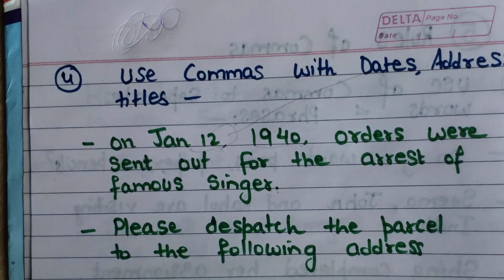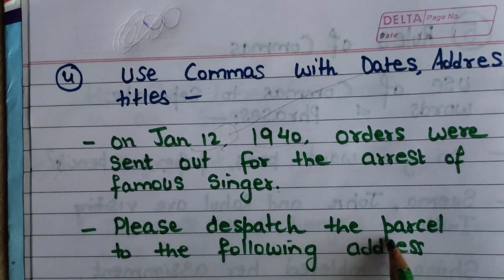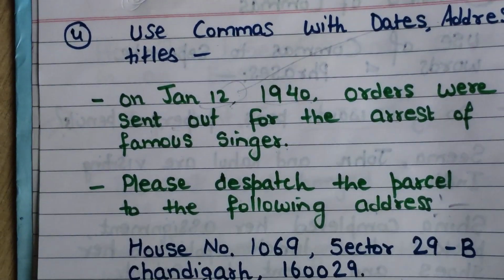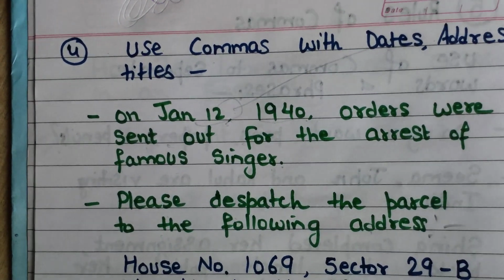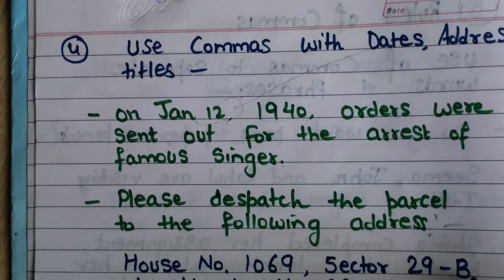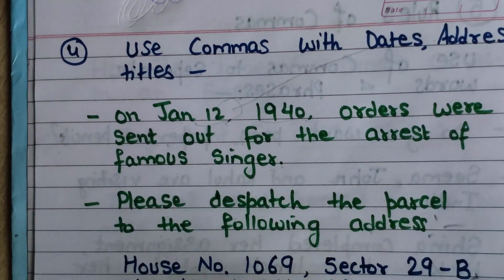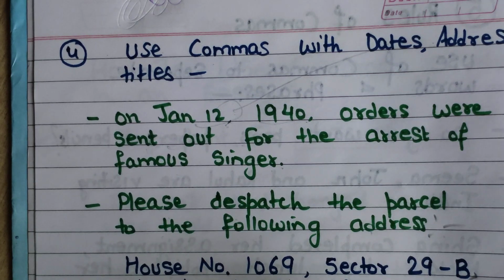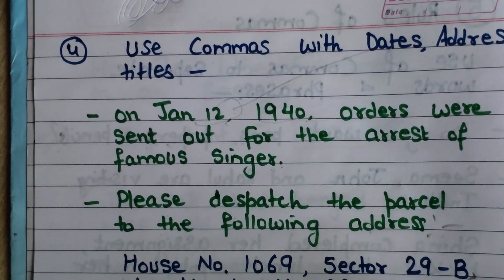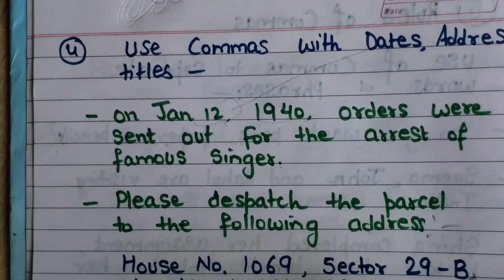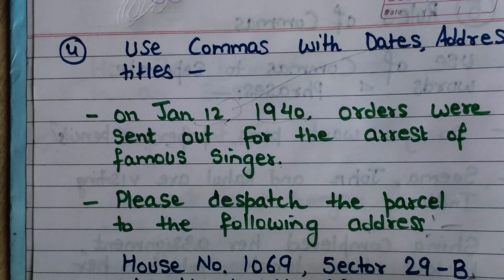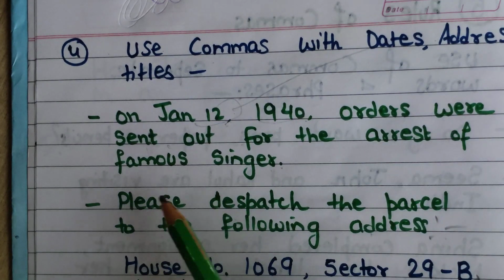Now the second example. Please dispatch the parcel to the following address. So now where are the commas? House number 1069, comma, sector 29B, comma, and then Chandigarh, the place name, city name, comma, and then the pin code. After the pin code, it is always a full stop, not a comma, because this is the last item as well. That's why it is a full stop. Okay, so that is the fourth rule.